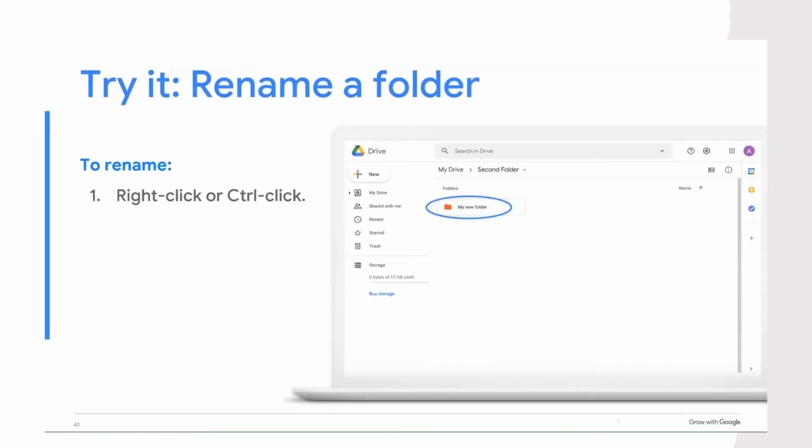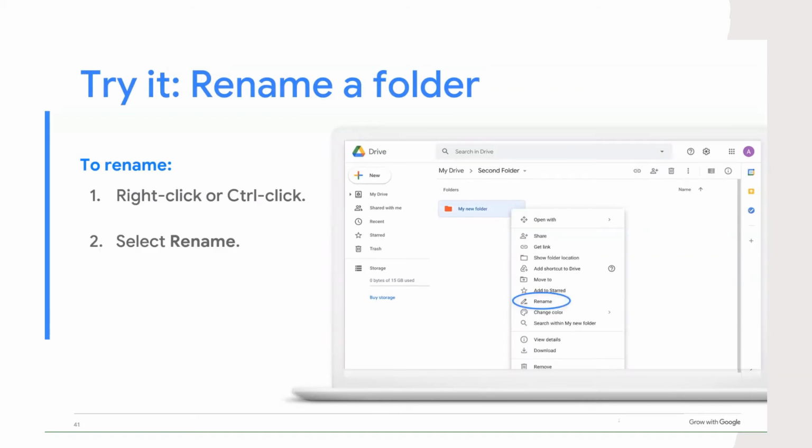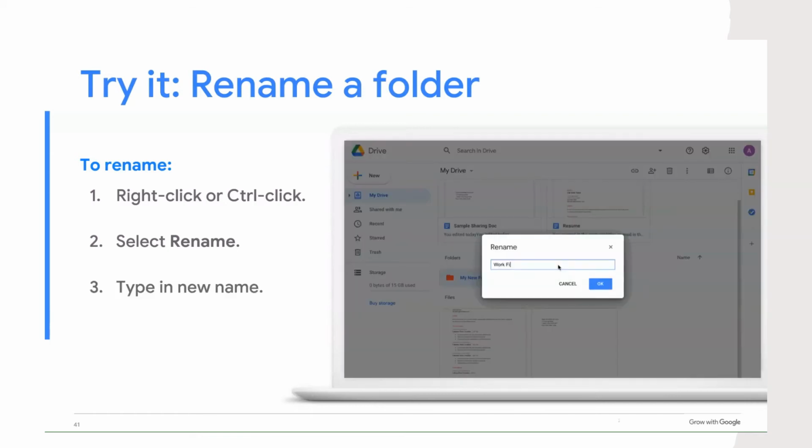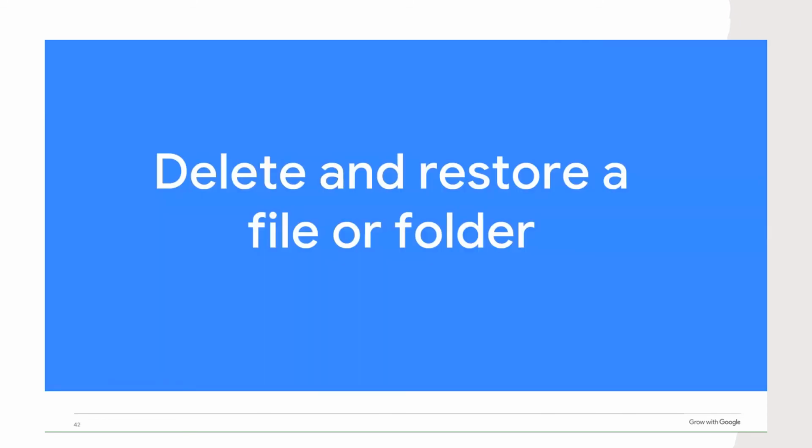All right, now you try it. You're going to rename your folder by right-clicking. So right now it says My New Folder. I'm going to right-click on it and select Rename. I'm going to make it a new title. Press OK. And it looks like they're going to have it say Work File. And now you should see your new name in there.